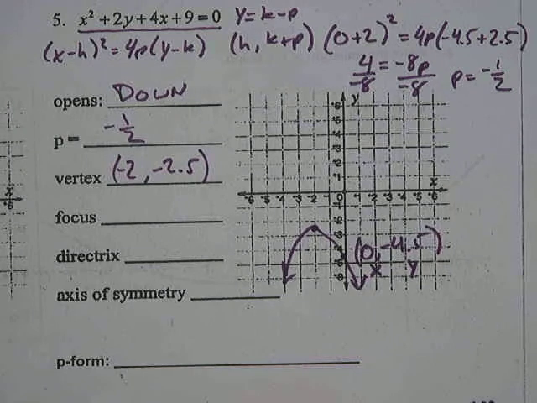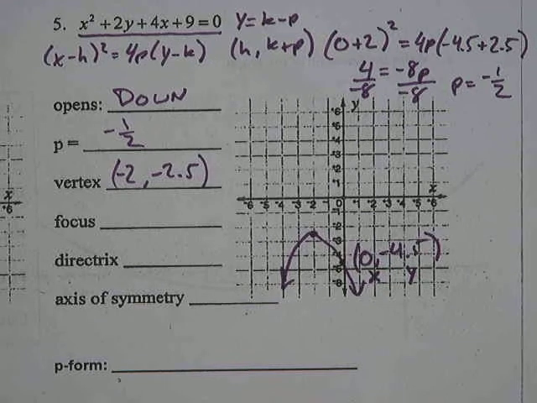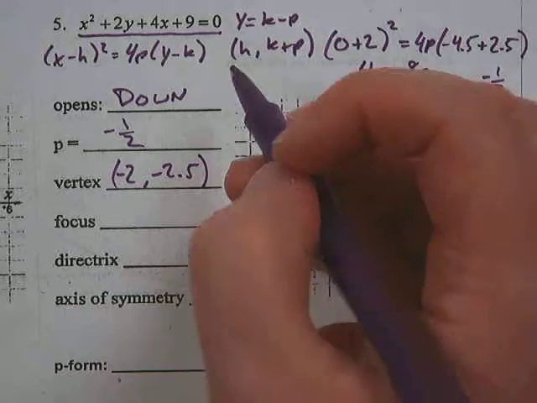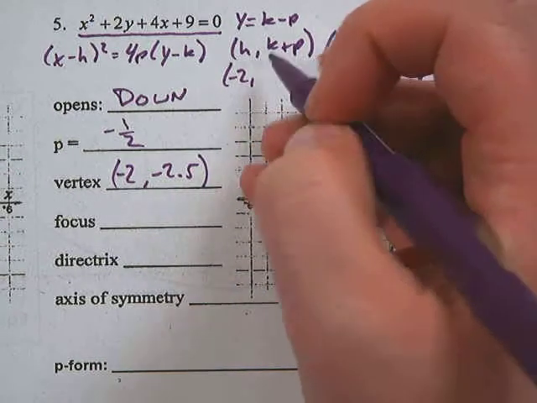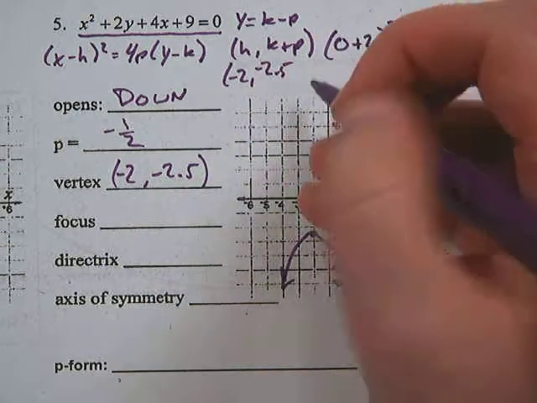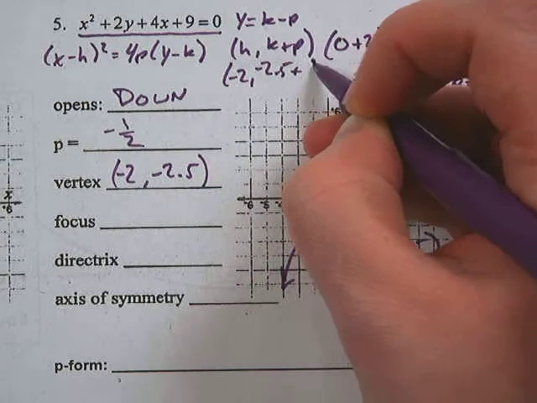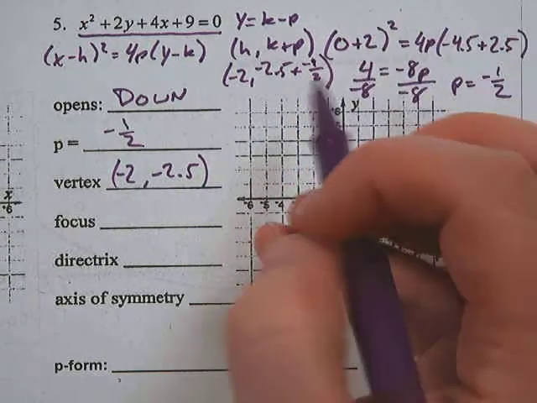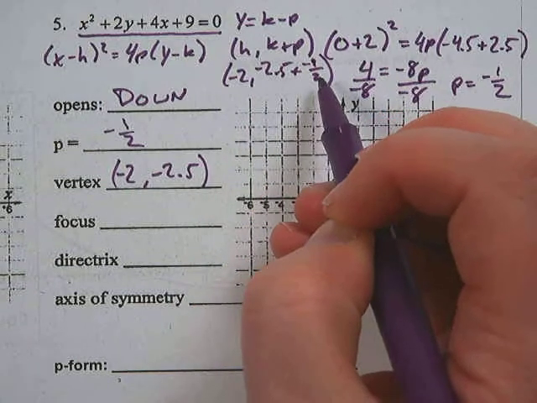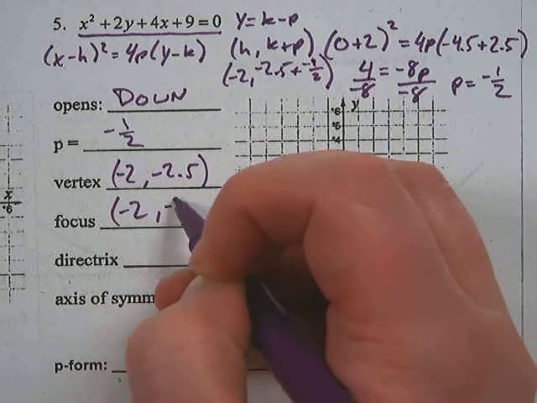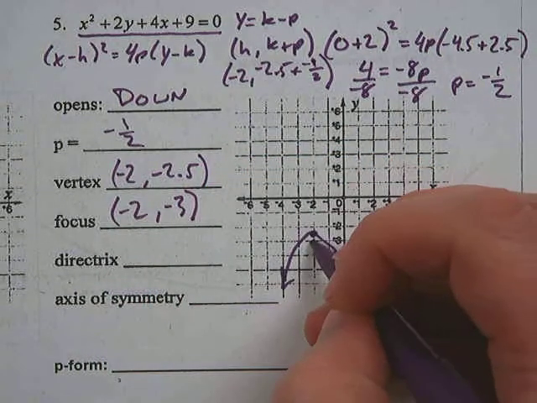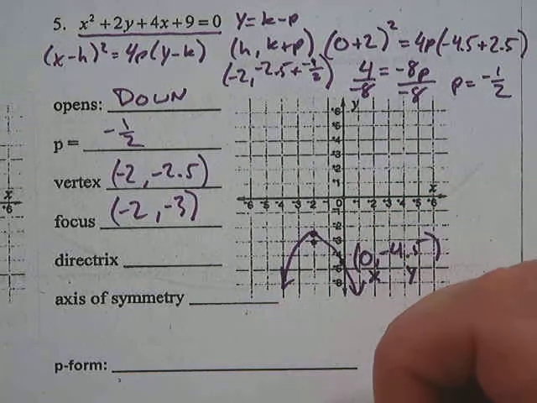Okay. So now that we know what p is, we can use that to find the focus and the directrix. So the focus is (h, k plus p). And we know h is -2. And then k is -2.5. And then p is -1/2. So -2.5 plus -1/2 is going to be -3. So our focus point is (-2, -3). And if we were to graph that, that would make sense because it's inside the parabola. So that's one way we can kind of check ourselves.